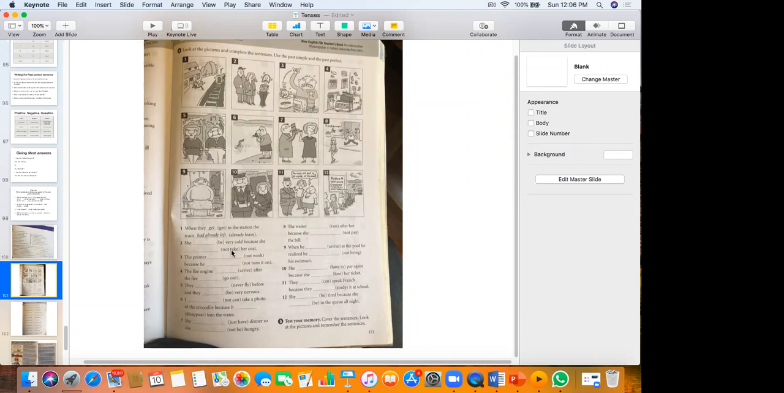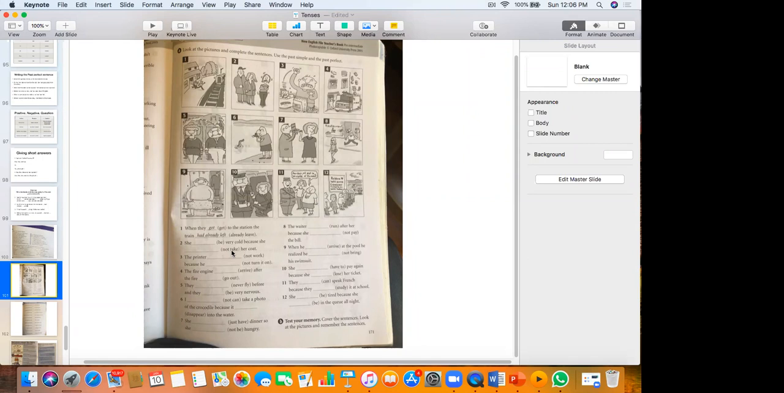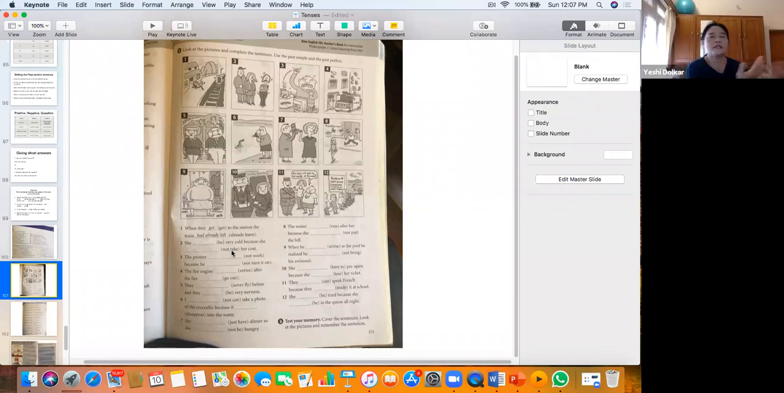I can't take a photo of the crocodile because it had disappeared into the water. Past tense, not present tense. I couldn't take a photo of the crocodile because it had disappeared into the water. All right. So you're talking about two past things happening, in the past, not present. Okay. Then what about number seven?